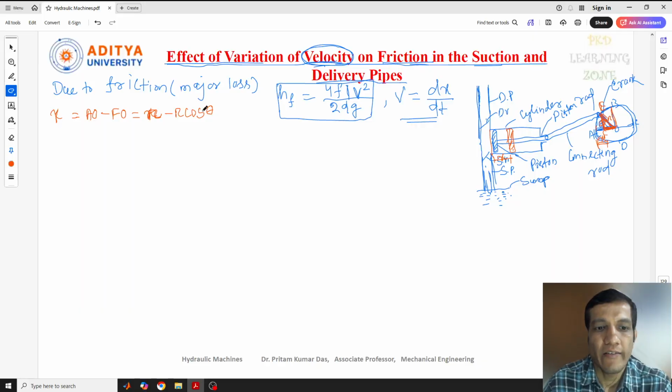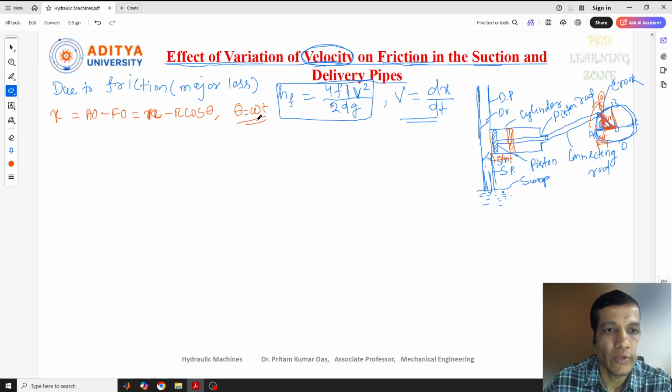Okay, and the theta is nothing but the angle turned by the crank with respect to time. So theta is nothing but how much crank is rotated. So this crank is rotated with an angular velocity of omega. So with respect to time, we can write theta equal to omega t. Okay, so you can put the value of omega t here, and we can get x equal to R minus R cos omega t.